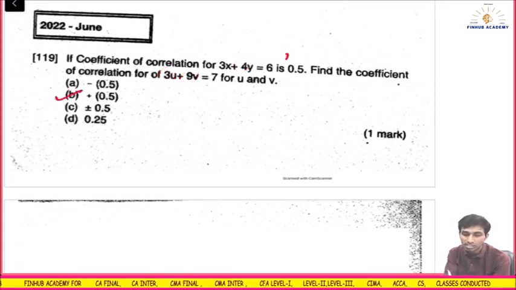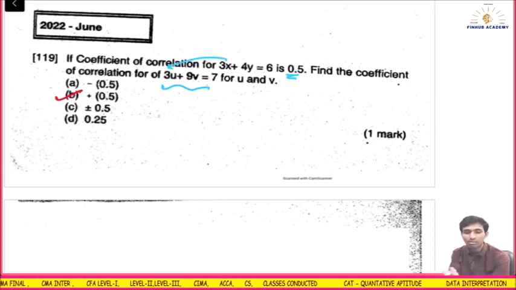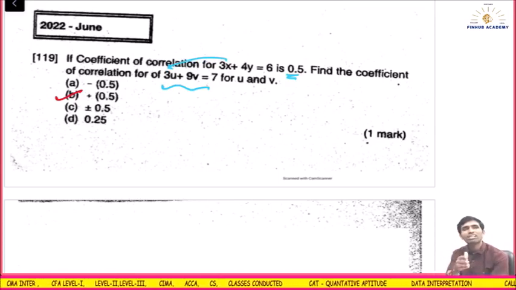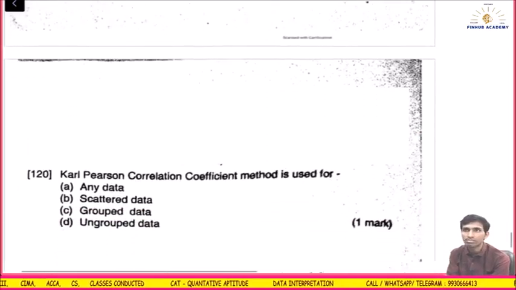Okay? This is the equation. For this it is 0.5. Find the correlation for this. So x has not changed, but y has changed. They have multiplied something to y. But r is not affected by either origin or scale. So the answer will be the same, 0.5.